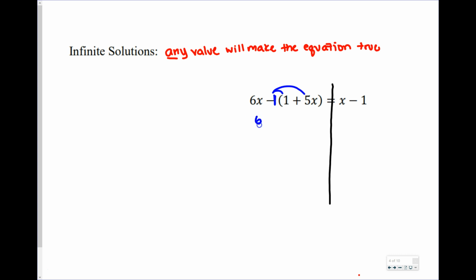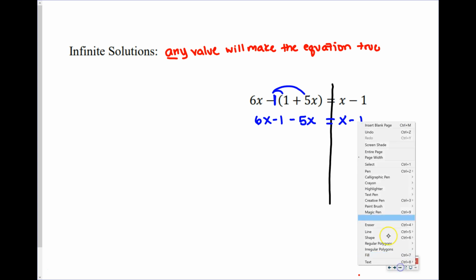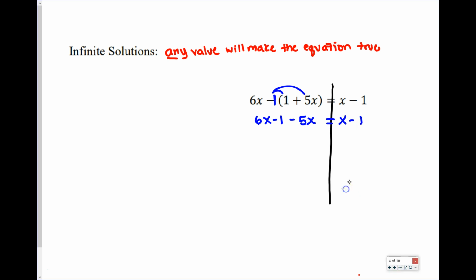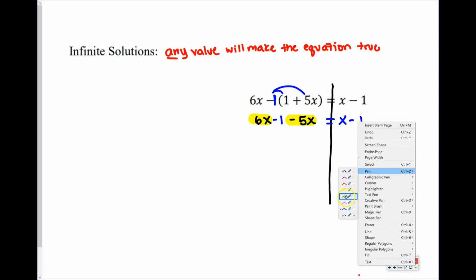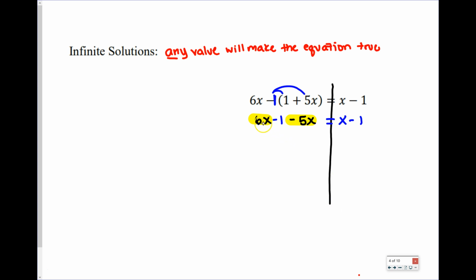So I'm going to get 6x, -1 times 1 is -1, and -1 times 5x is -5x, equals, bring down the x minus 1. And now I'm going to combine like terms on this side. I notice that -5x and 6x are like terms. So when I combine them, 6x minus 5x gives me 1x. Bring down that, I cancel these out, they're gone. Minus 1 equals x minus 1.